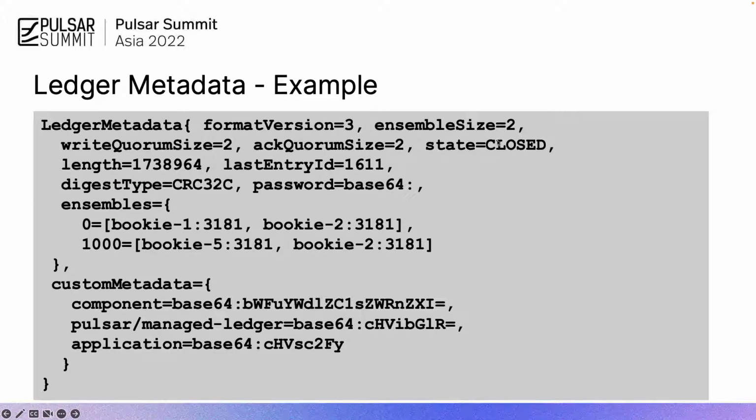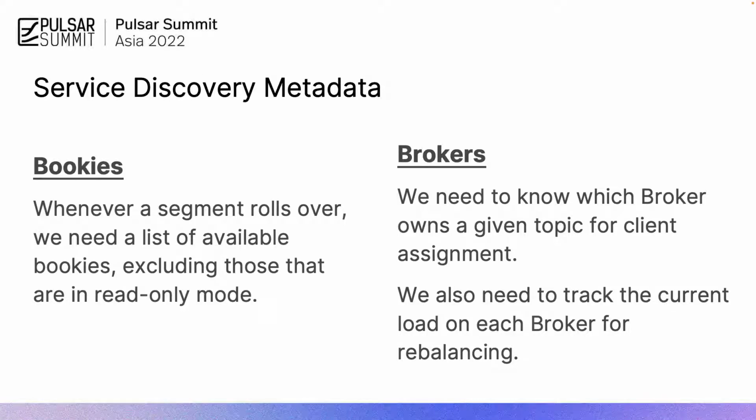As you can see, it contains a lot of information specific only to this ledger itself: what version it is, the ensemble size, the write quorum, ack quorum, its open state, length, and so on. It also lists the different ensembles, or bookies, that contain this information. As you can see, this ledger has been stored across multiple different bookies and can be accessed by any one of them.